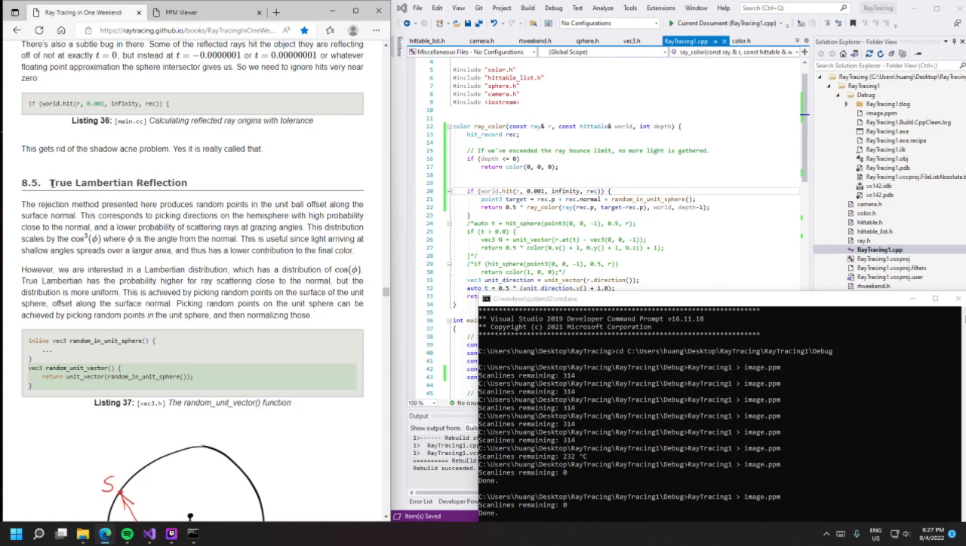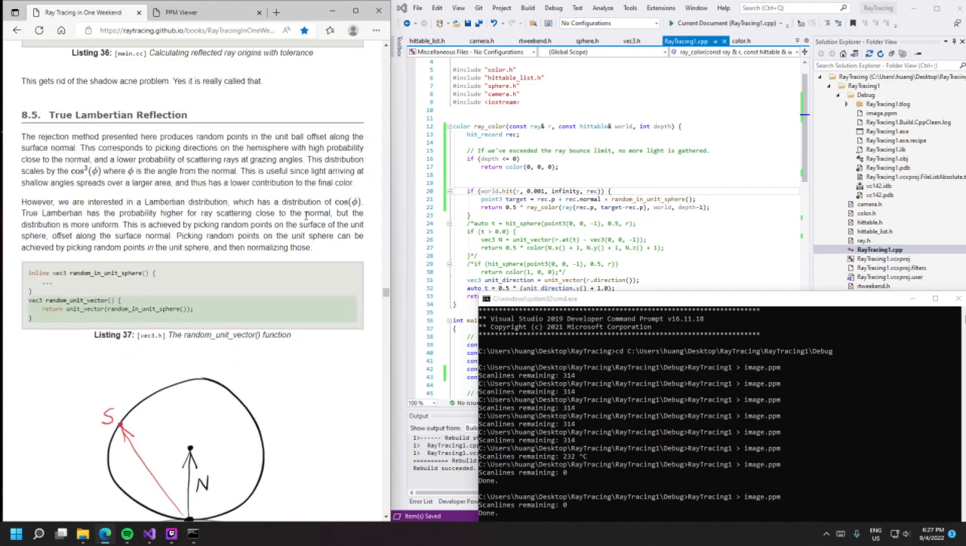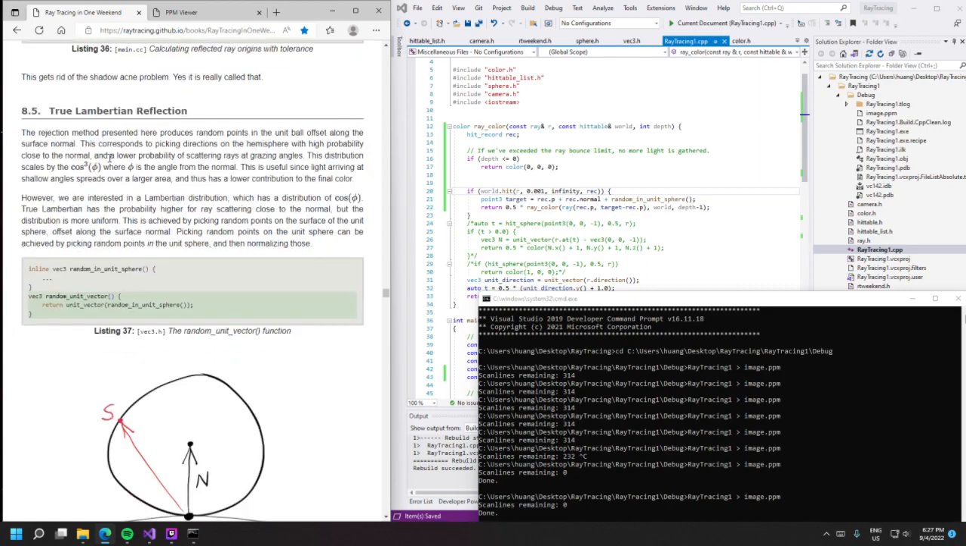Okay, then we are going to improve it by using the true Lambertian reflection. The rejection method presented here produces random points in the unit sphere offset along the surface normal. This corresponds to picking directions on the hemisphere with high probability close to the normal, and a lower probability of scattering rays at grazing angles. This distribution scales by the cosine to the power 3, where that angle is the angle from the normal.